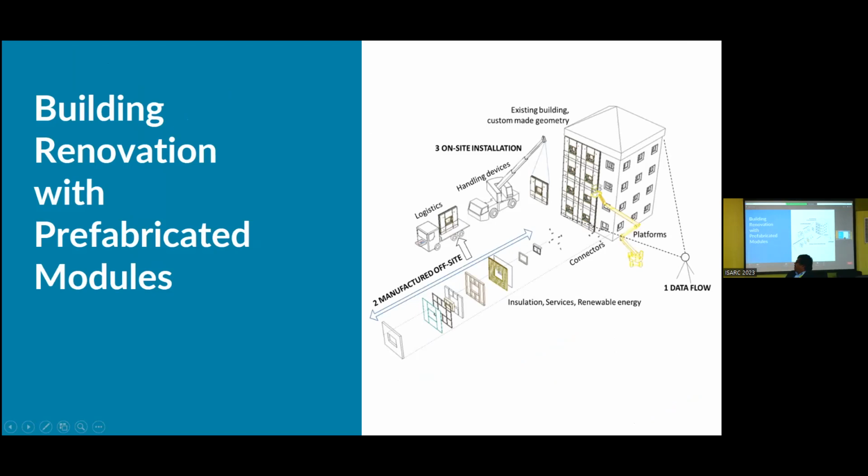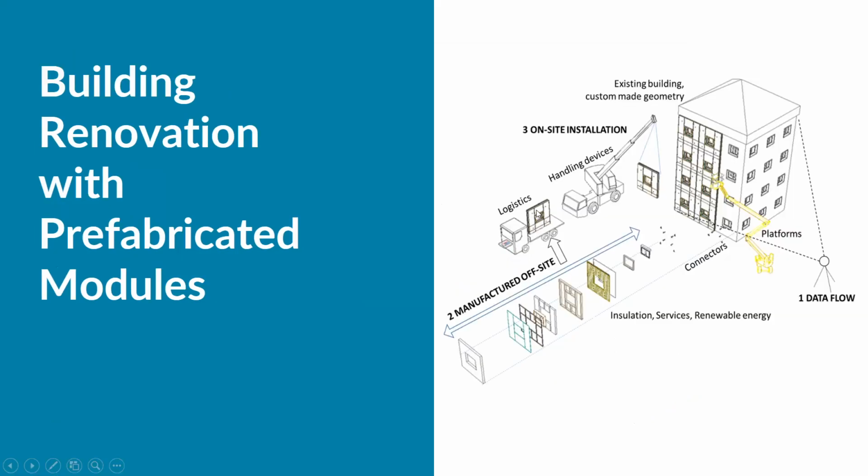We have three main phases. One is data flow, meaning data acquisition of the existing building, meaning measurements, and we create a BIM or IFC file. With this IFC file, we try to generate automatically the layout of the prefabricated modules. This layout is manufactured offsite in the second phase. And finally, when the prefabricated modules are ready, they can be installed on top of the existing building. That's the third phase, on-site installation.